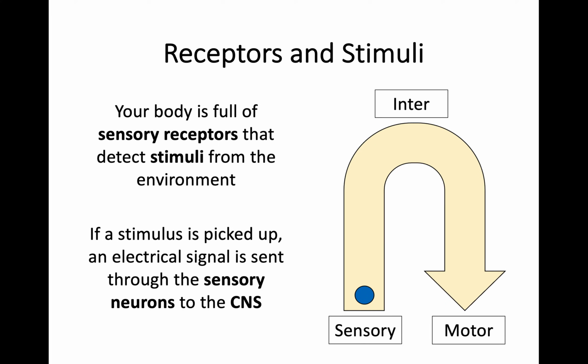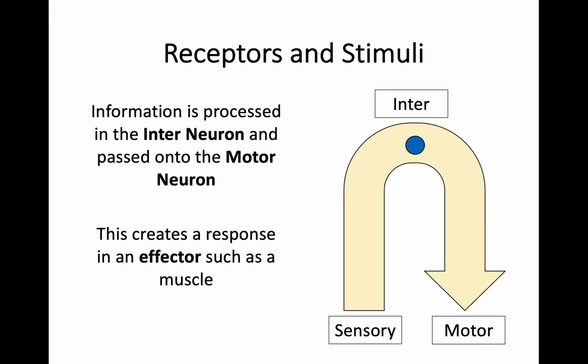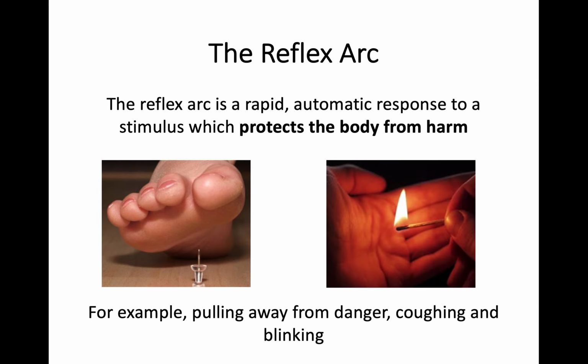So again, just to show you this process once more, your body is full of these sense organs which have sensory receptors, and they detect stimuli or a stimulus such as light, sound, chemicals, touch from the environment. Once that stimulus is picked up, the electrical signal is sent from the sensory neurons to the interneurons, like we said, in the central nervous system. And then once that information is processed in your central nervous system, brain and spinal cord, the interneurons send a message on to the motor neurons, which create this response in an effector, such as a muscle or a gland.